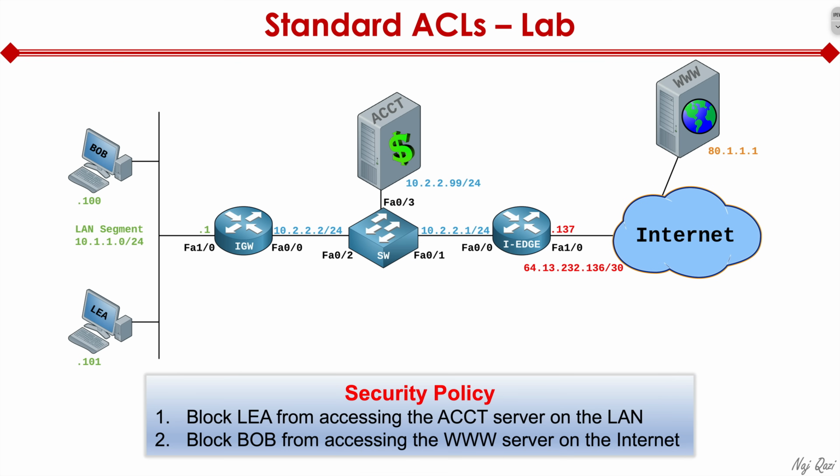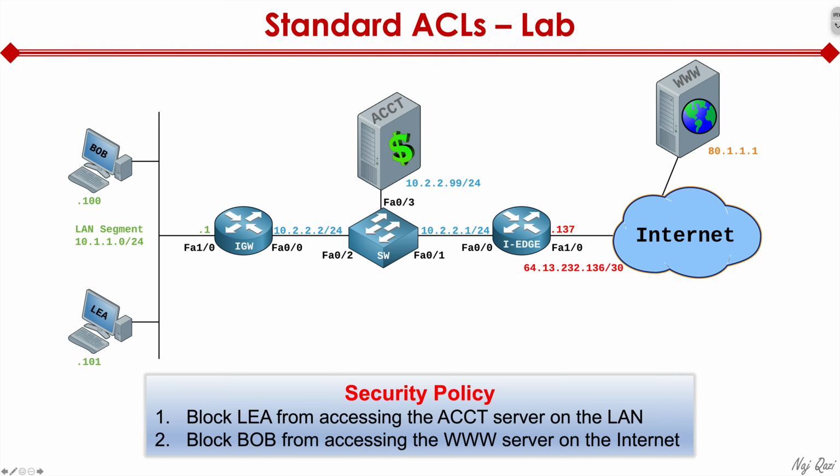Now that we have looked at the topology, let's look at the first lab. So here's the first lab. We have a security policy in our network that suggests that Leah should be denied access to the accounting server on the LAN, and Bob should be denied access to the www server on the internet. Now, one more concept before jumping on the command line that I want you to understand is we have these requirements here in front of us. Where do we apply the ACL and in which direction?